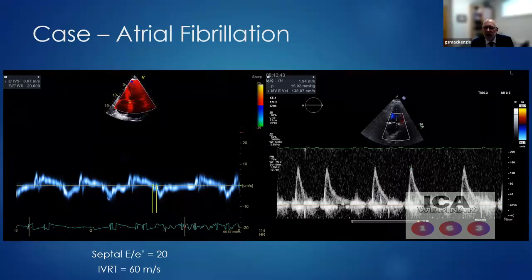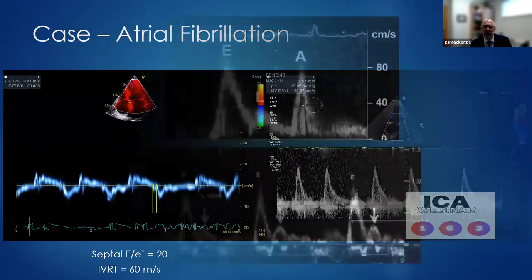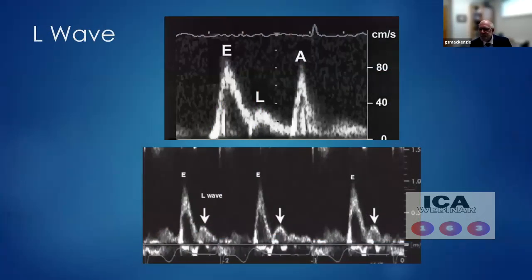And what I had mentioned before about the lack of variability of the E wave velocity is shown here. You can see that despite the varying RR interval, that E wave velocity tends to stay the same. And this is highly suggestive of elevated left atrial pressure in this population.